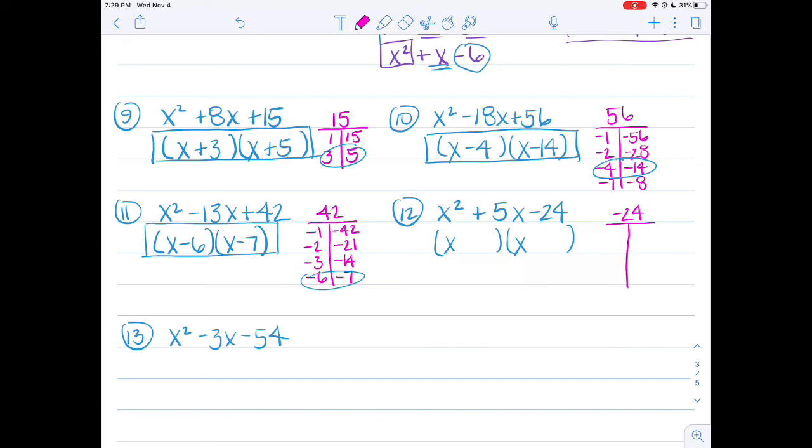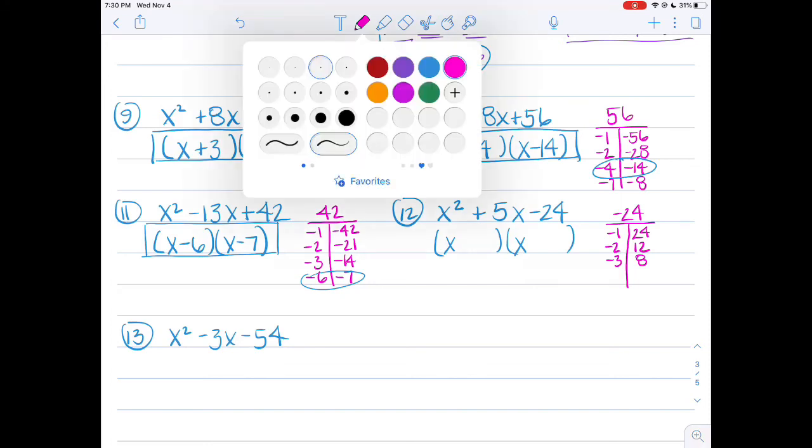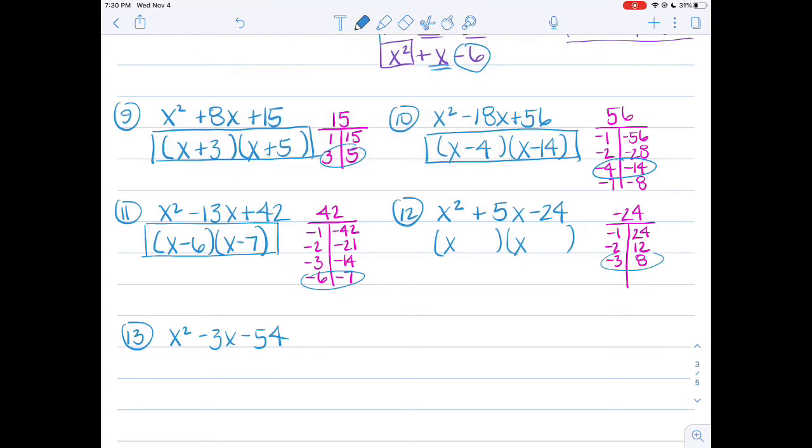So I'm going to start with a negative 1 and a positive 24. Well, that equals 23 when I add it. Definitely not 5. Negative 2 and 12. I'm getting closer because negative 2 and 12 add to be a positive 10. Still not 5. Negative 3 and 8 will multiply together to be negative 24. And negative 3 plus 8 is actually the one I'm looking for because that adds to be 5.